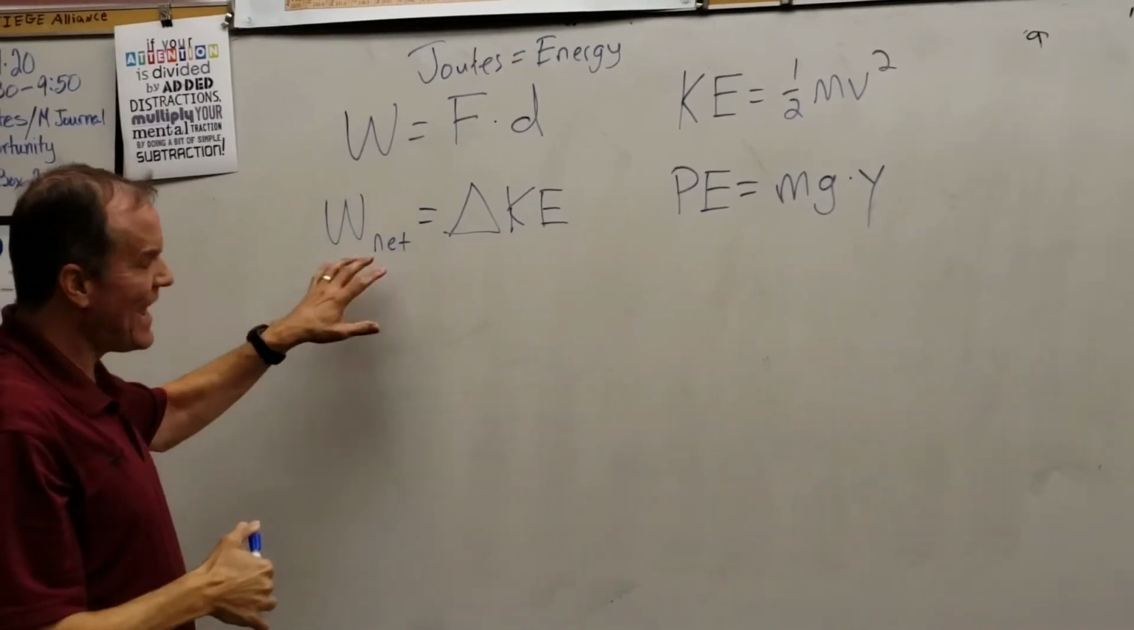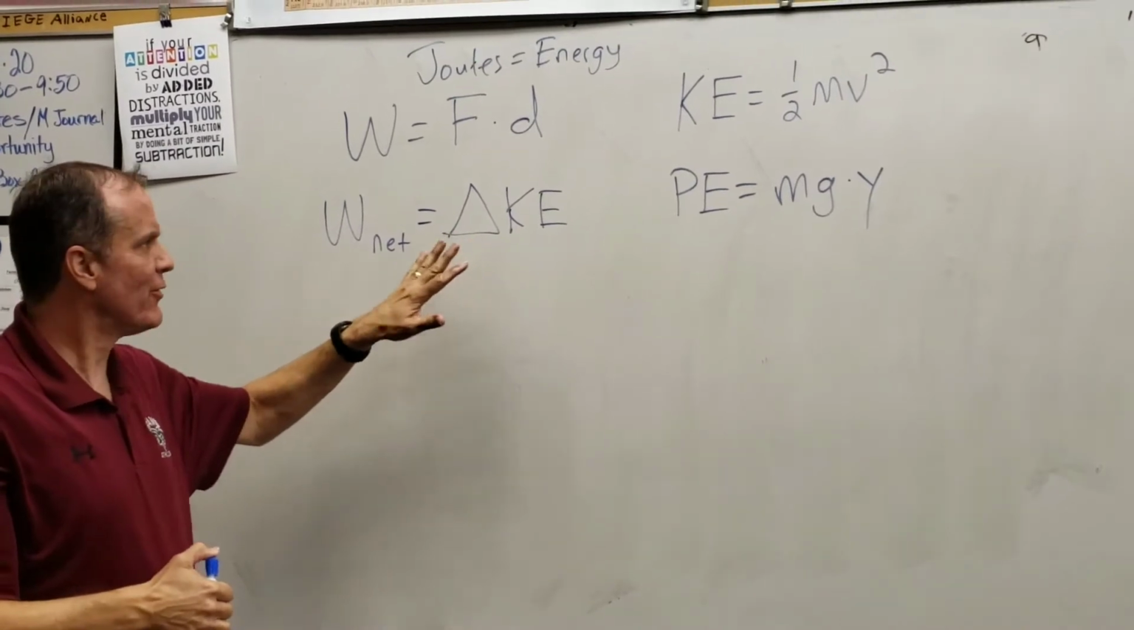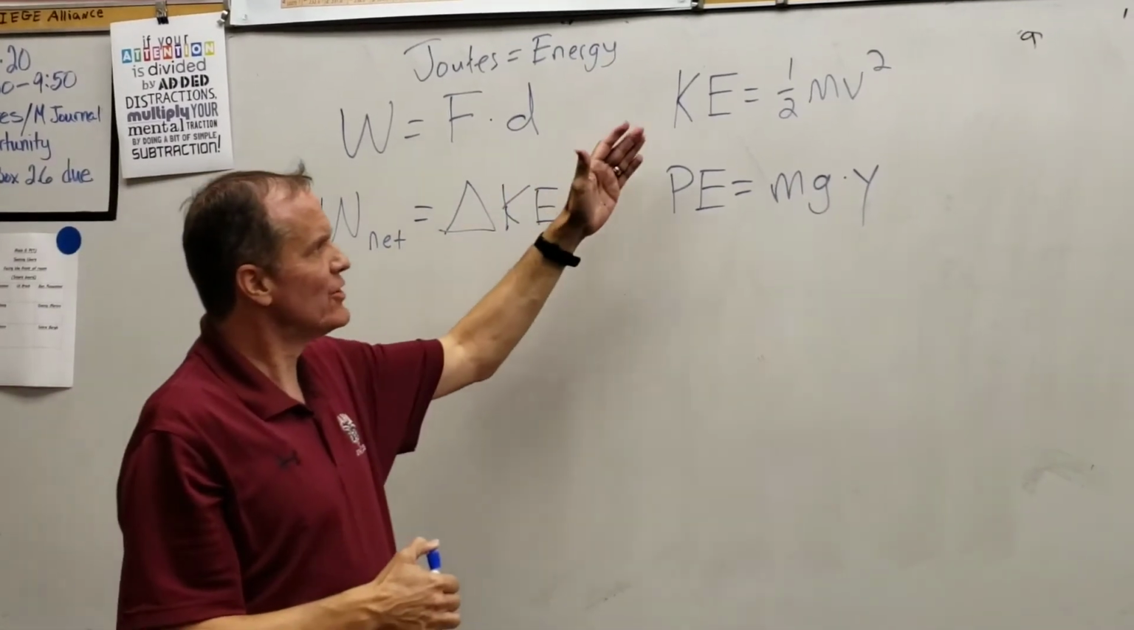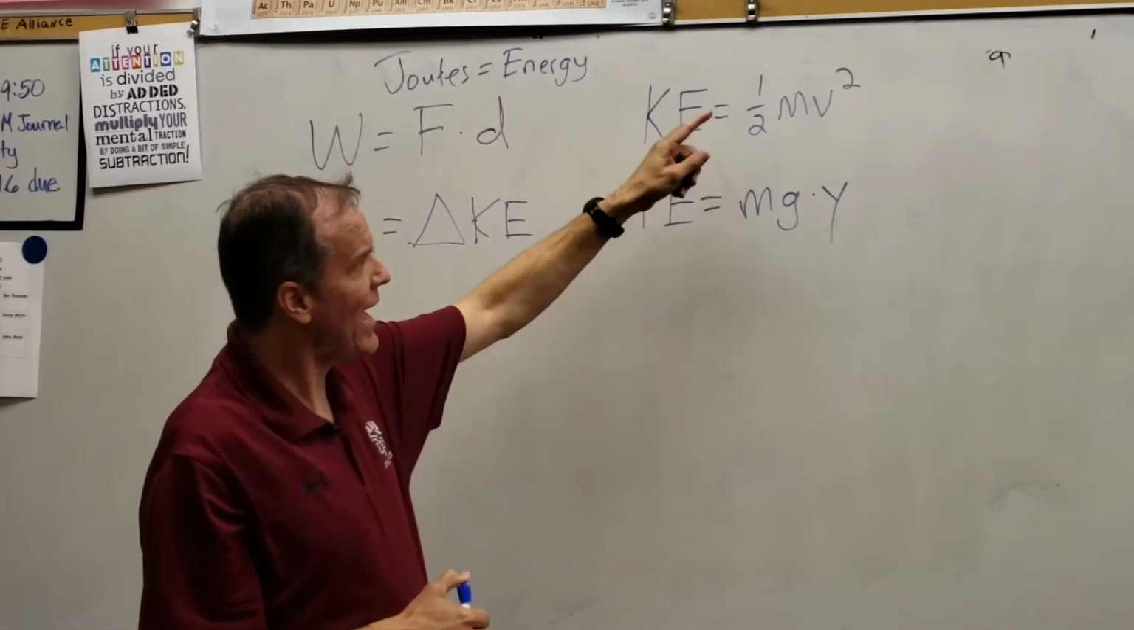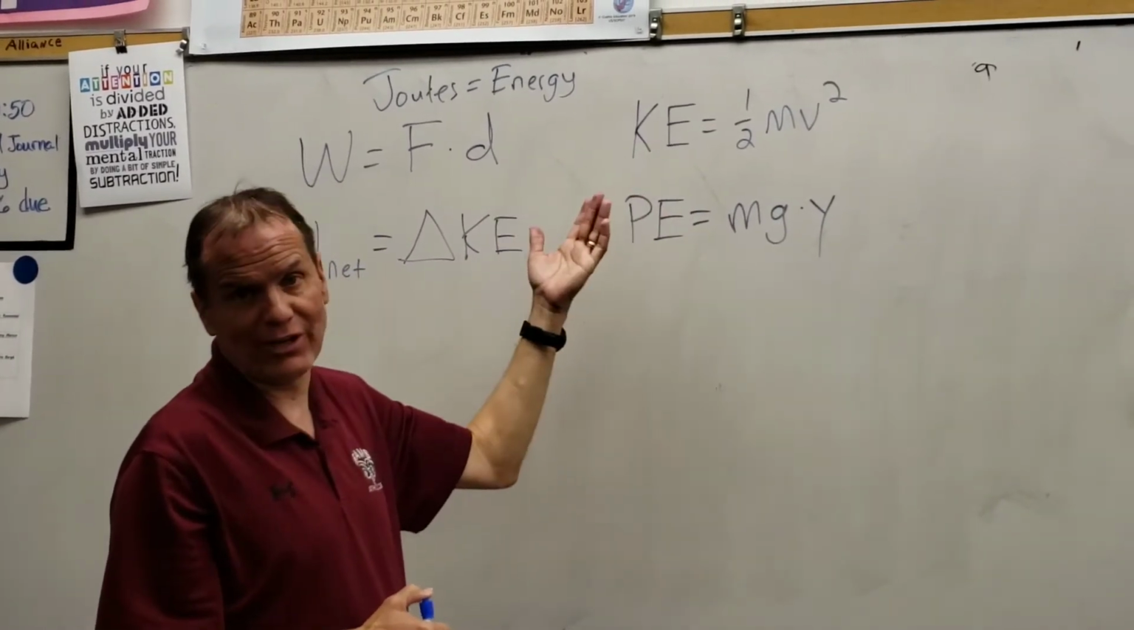So the net work, which we'll talk about more in class, is the change in kinetic energy for any situation. Kinetic energy is motion energy, so that's 1/2 mv squared. So we need velocity to have motion energy. If there's no velocity, there's no kinetic energy.